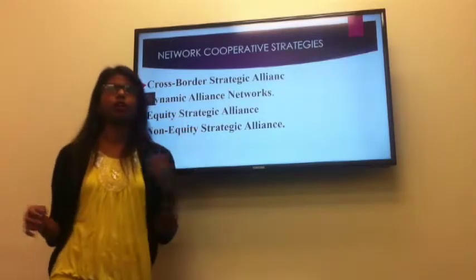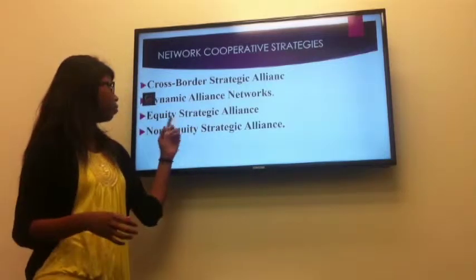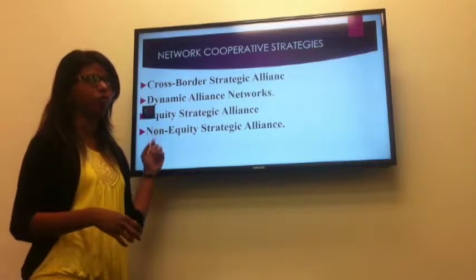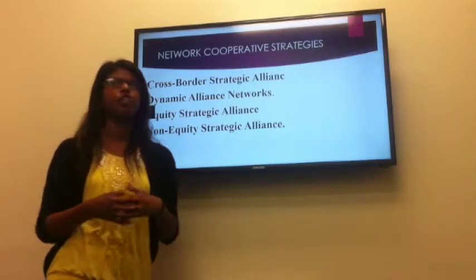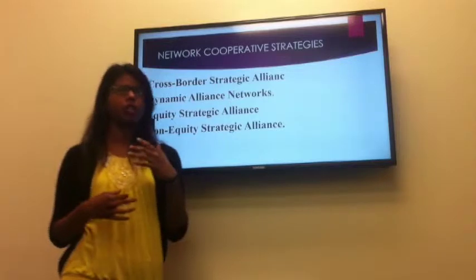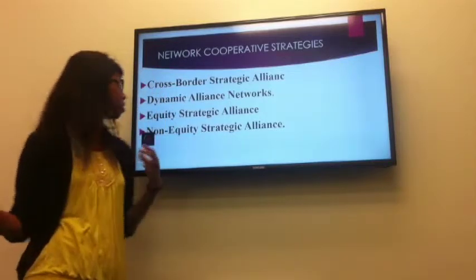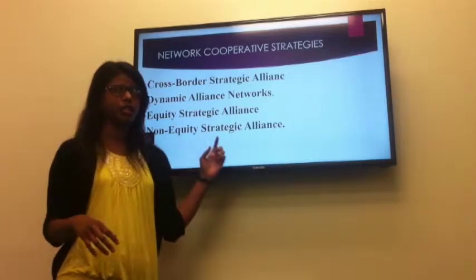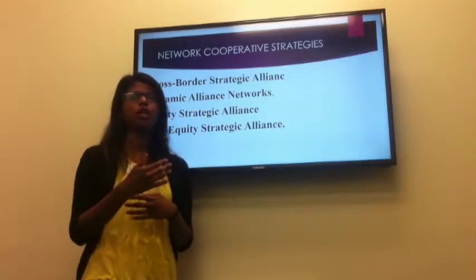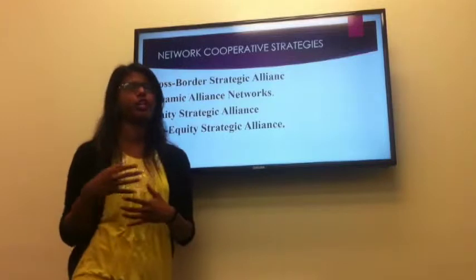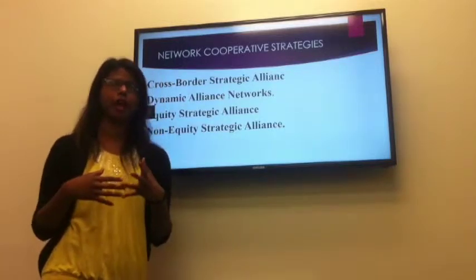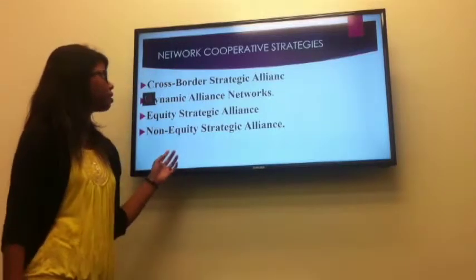Cross-border strategic alliance is also one type of network cooperative strategy, an international cooperative strategy in which firms have headquarters in different nations. In a dynamic alliance network, there are two types of networks: equity and non-equity. Equity is where two or more firms own different percentages of the company, formed by combining some of their resources. Non-equity strategic alliance is where two or more firms develop a contractual relationship to share some of their unique resources and capabilities. Next slide, please.